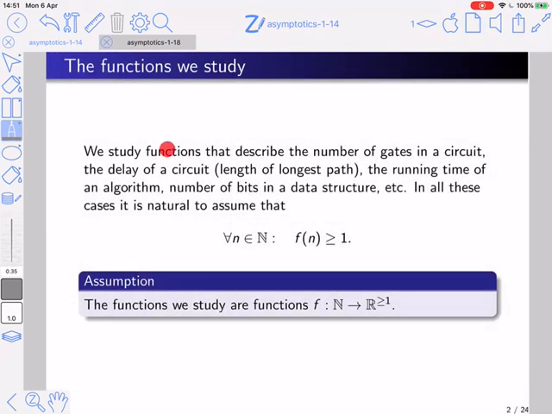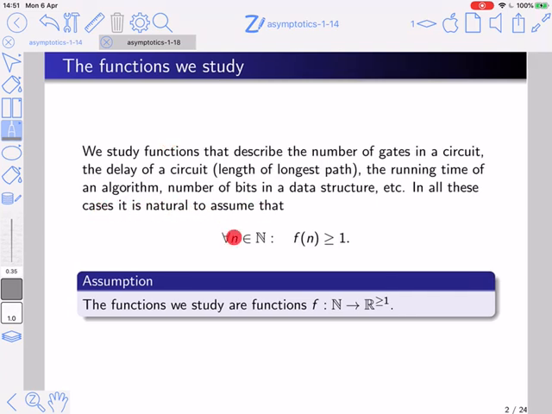We're interested in functions that describe the number of gates in a circuit, the delay of a circuit, in other words, the length of a longest path in a directed acyclic graph, the running time of an algorithm, or perhaps the number of bits in a data structure. In all these cases, it's natural to assume that the function we're looking at satisfies, for every n, f of n is greater or equal to 1. So this is the formulation of the assumption that we will use throughout this chapter.